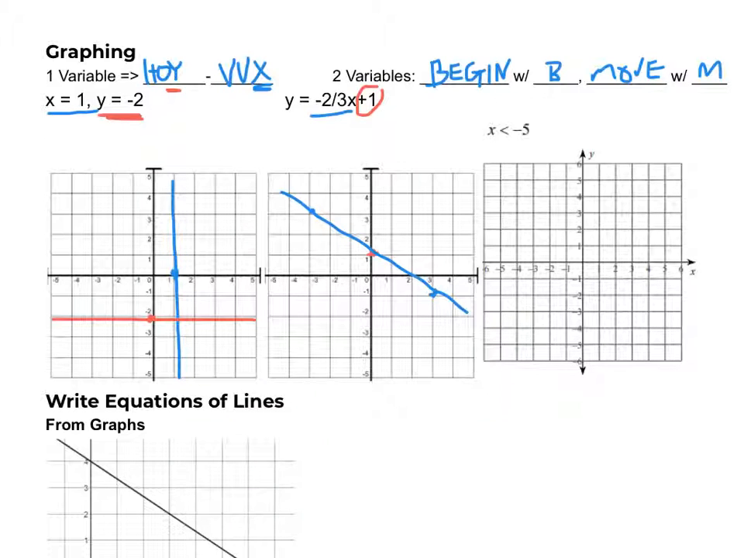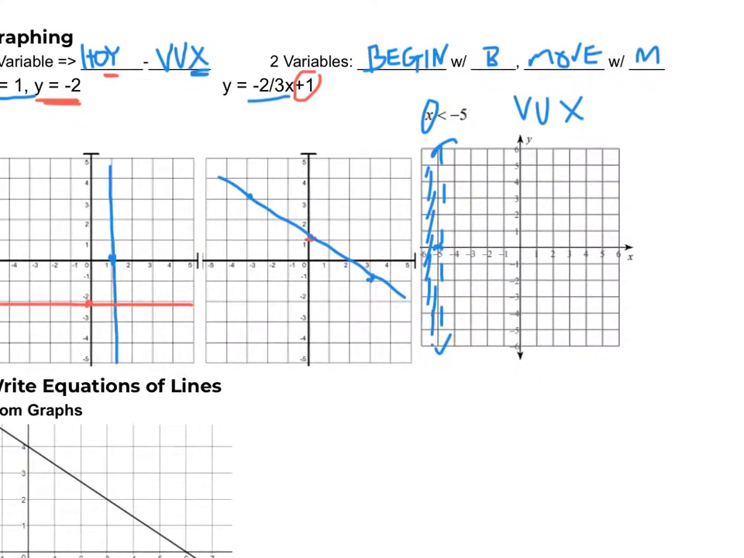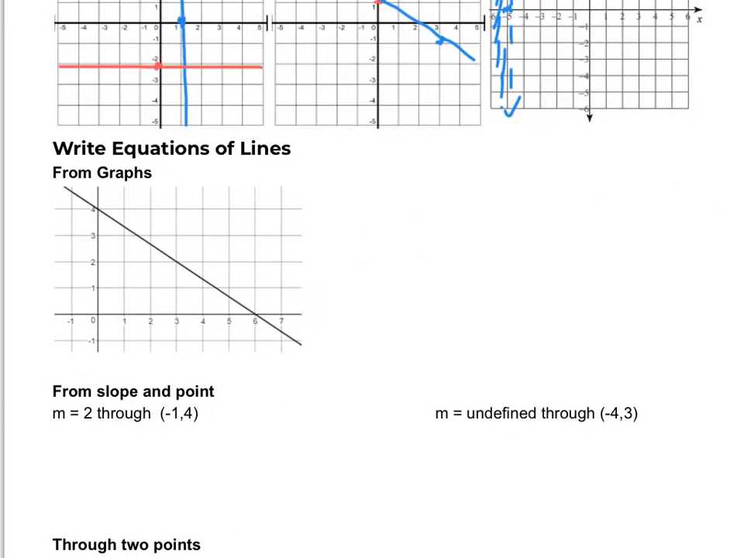Sometimes I also have inequalities. So this next one, because I only have one variable, it's a VUX equation, so go on the x-axis to negative 5. Then it does not have an equal to, so that means it's a dotted line. And it's less than, and since that's a VUX, that means we're going to shade to the left. And we'll do some more graphing in a minute.